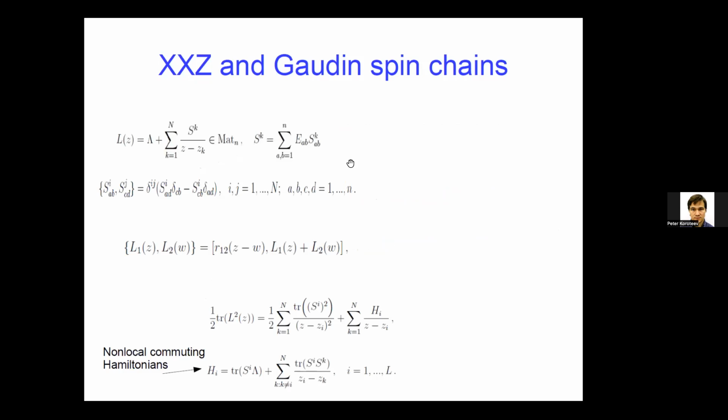This is one side of the duality, and another side, which I'll consider later, involves different spin chains. Let me start with the XXX spin chain and its degeneration to the Gaudin model. So we start, for instance, when we consider the Lax operator for the spin chain with the proper Poisson brackets, the Poisson brackets for the local Lax operators, which involve the corresponding R-matrix.